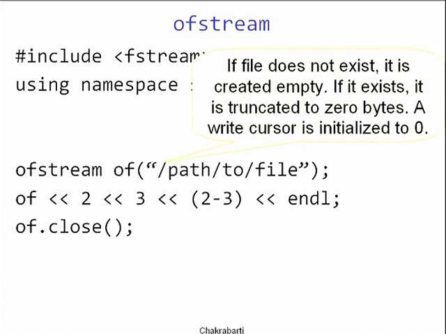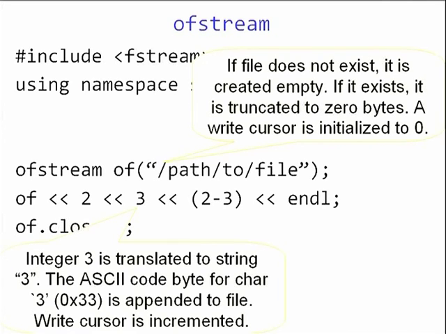So what happens in all this? If the file does not exist, it is created empty. If it exists, it is truncated to 0 bytes. A write cursor is initialized to 0. When you open the file like that, that's what happens.